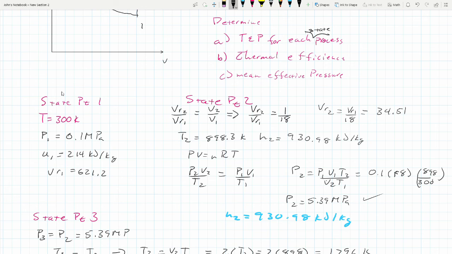If you do not remember how to interpolate, I posted, I think it was my second video on reading tables. I covered interpolation there.